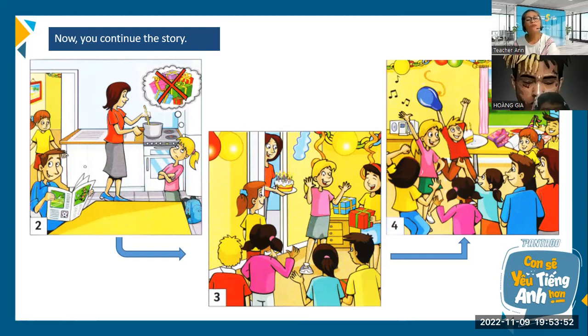Okay. Number four. After that, what happened in number four, Gia? Very good, Gia. Number four. Okay, number four, go. And she accepted this and sang happily. Okay, very good. Yeah, great job, Gia.